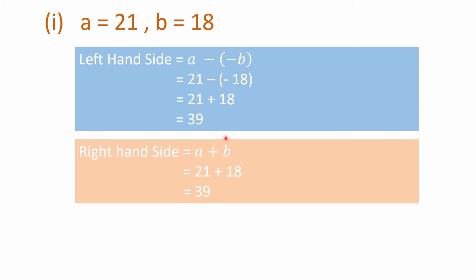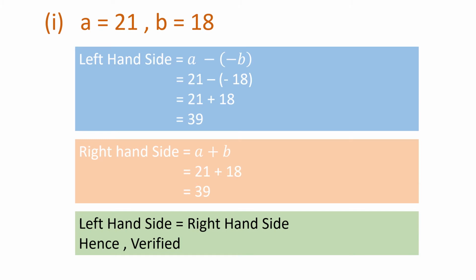So now you can see that the left hand side is 39 and the right hand side is also 39, and that is what we needed to check, right? We have checked and found that the left hand side is equal to the right hand side. So what can we say now? Since the left hand side is equal to the right hand side, we can say that it is verified. That means we have checked whether the left hand side is equal to the right hand side or not, and we found that they are equal in this question.